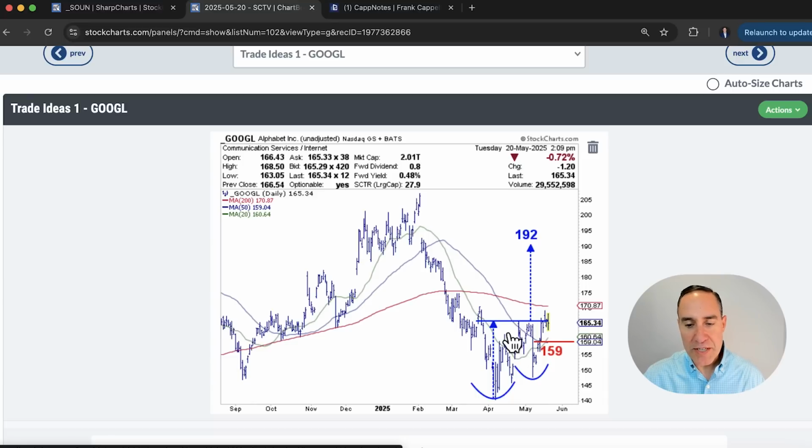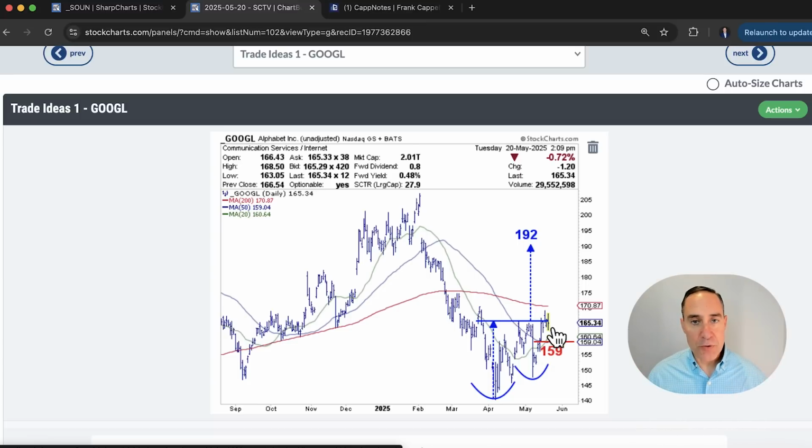And so what we try to identify here is if we do get the breakout, the measured move will be up near 192. As we can tell, it's still right below the 200-day moving average. The other moving averages are starting to curl higher, and it always suggests a stop loss as well. And this stop loss in particular lines up with where both the 50-day and the 20-day moving averages are.